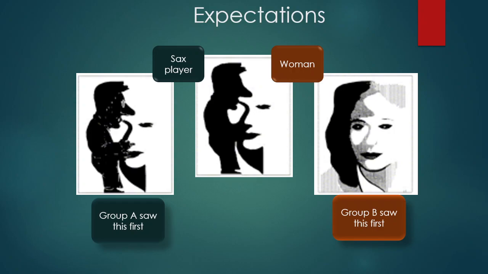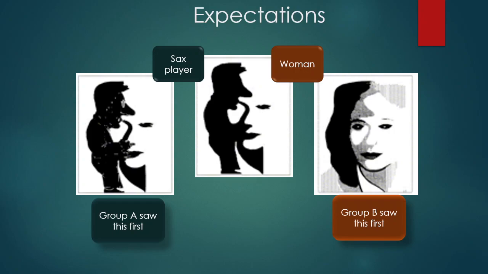That first picture primed them. That's a term we use to describe times when we give you some kind of hint or prompt to get you thinking about something, and then we see if you actually process information related to that thing faster. So we primed with a picture of a woman, and then we showed an ambiguous picture that actually is leaning a little closer to sax player than woman.